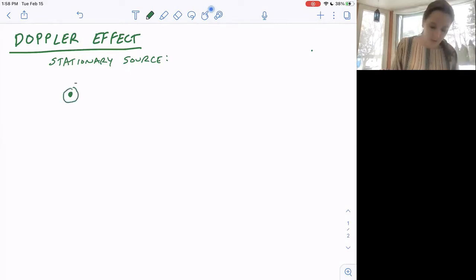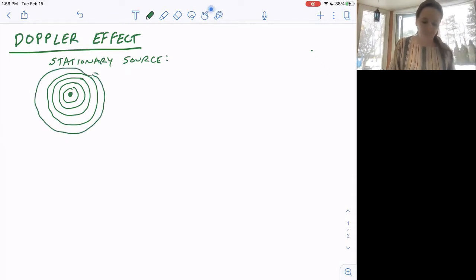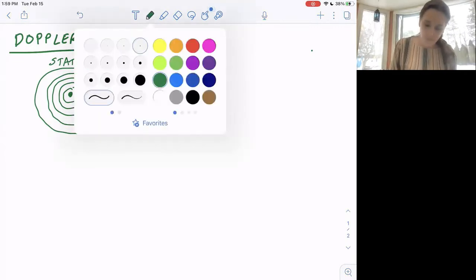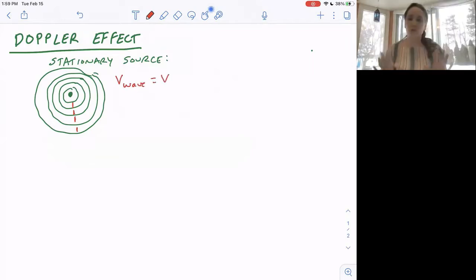And so what we have here is just a sound wave, and let's just say it's emitting a wave kind of symmetrically around it. So these are going to be the sound waves that are emitted. There would be some constant wavelength here that is related to the speed of the wave, right? So the wave speed is just what we're going to call v in our equations for the Doppler effect. And that would correspond to some spacing of these waves.